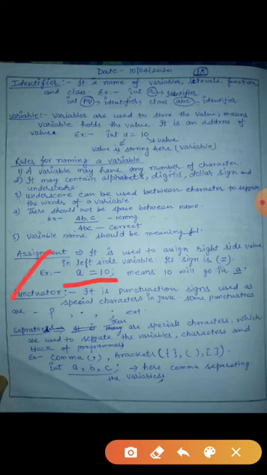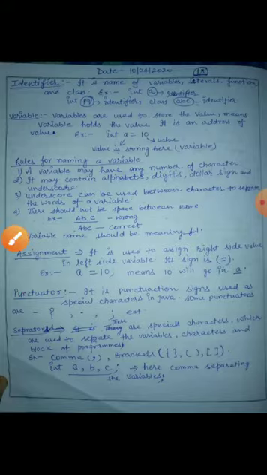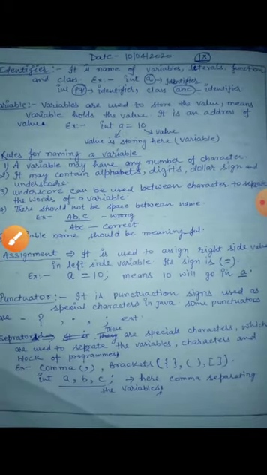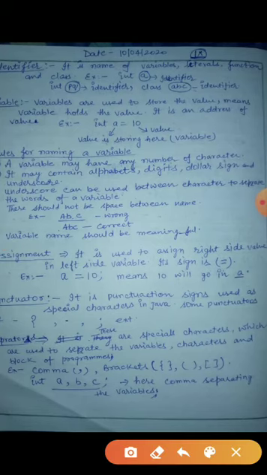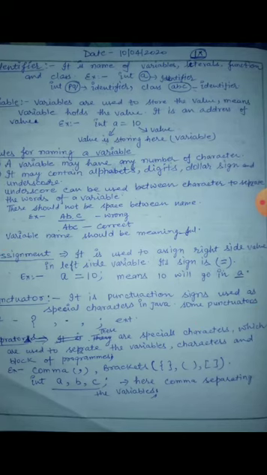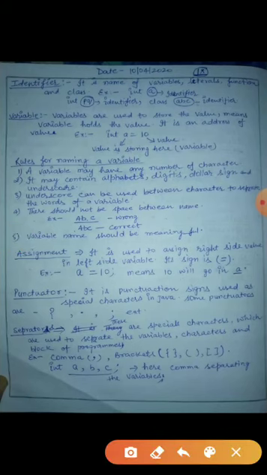Clear? Next, punctuator. It is a punctuation sign used as special characters in Java. Some punctuators are given here. You can see question mark, dot, semicolon, etc. These are the punctuator signs.